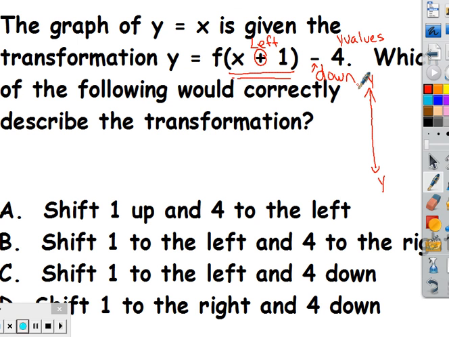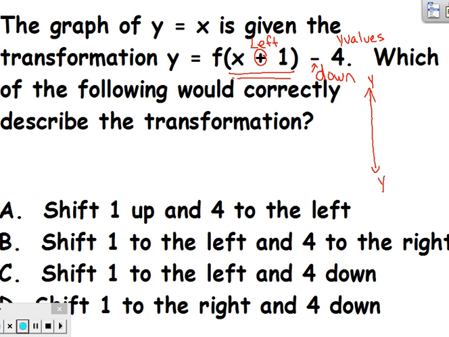So we're going to look at our options here. Shift 1 up. No, it is not 1 up. It was 1 left. That part is wrong, and this part is wrong. It is not doing those things. Shift 1 to the left. Yes, it is shifting 1 to the left, but it's not going 4 to the right, so that part is wrong. Shift 1 to the left and 4 down is the correct answer, C.